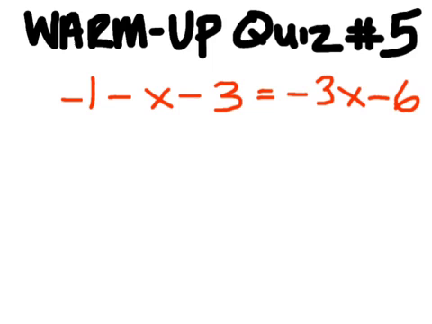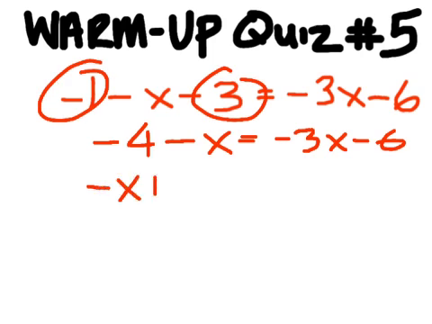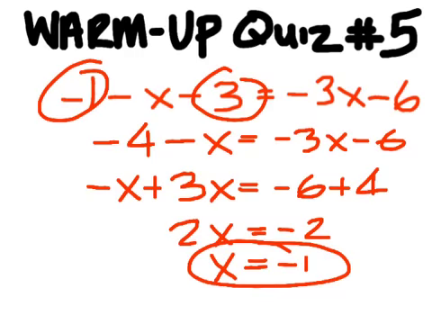Solution on this. You're going to have a negative 4 to start with on the left from simplifying this and this. So it comes out to be negative x plus 3x equals negative 6 plus 4. That is 2x equals a negative 2. Divide by negative 2, or divide by positive 2 to get a negative 1.